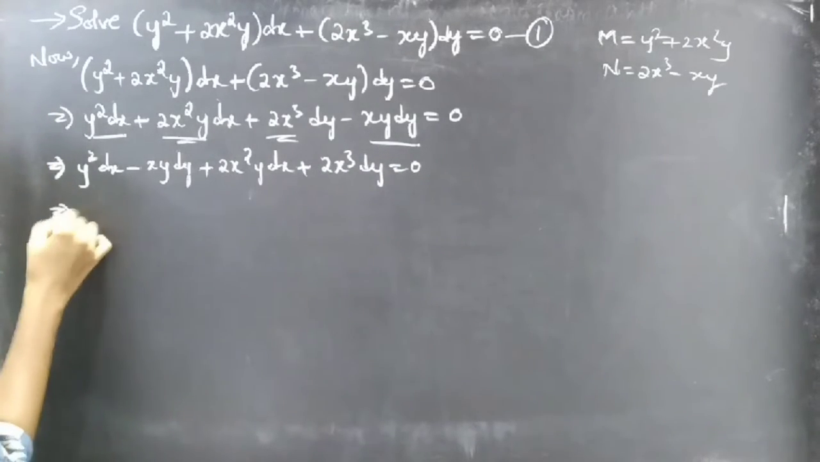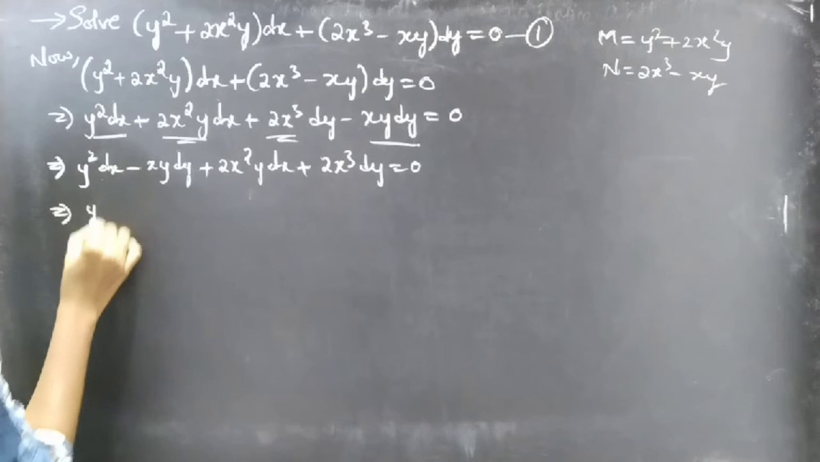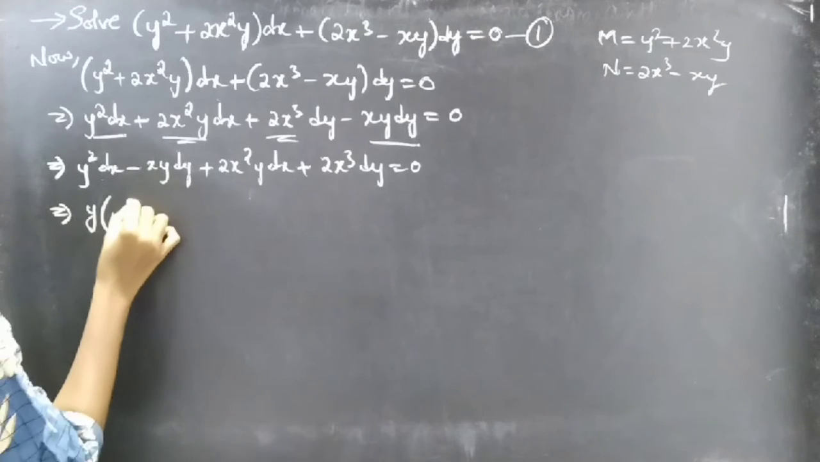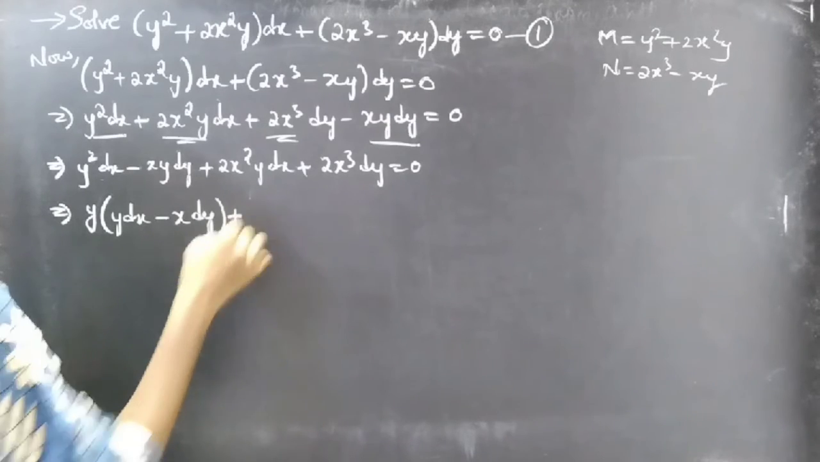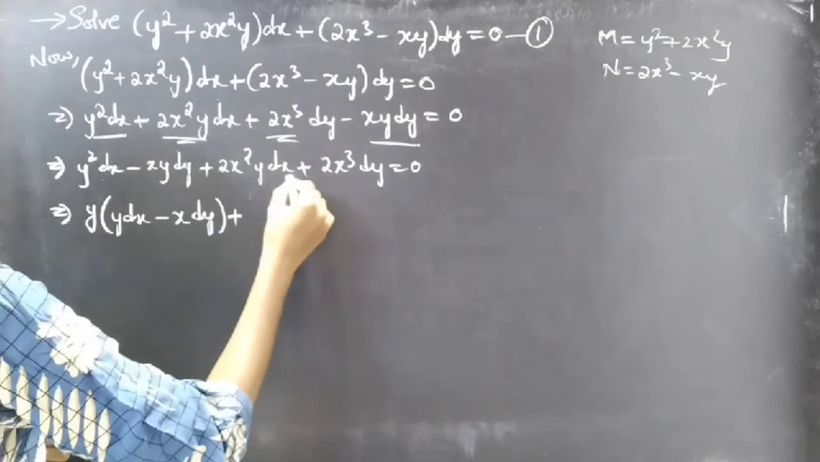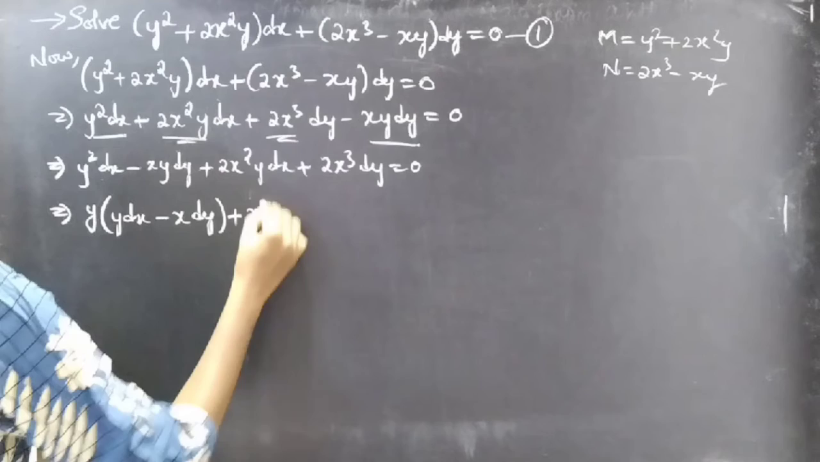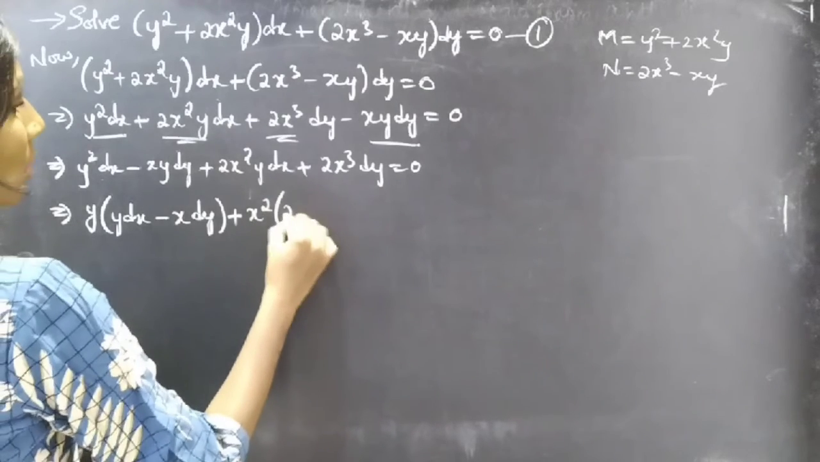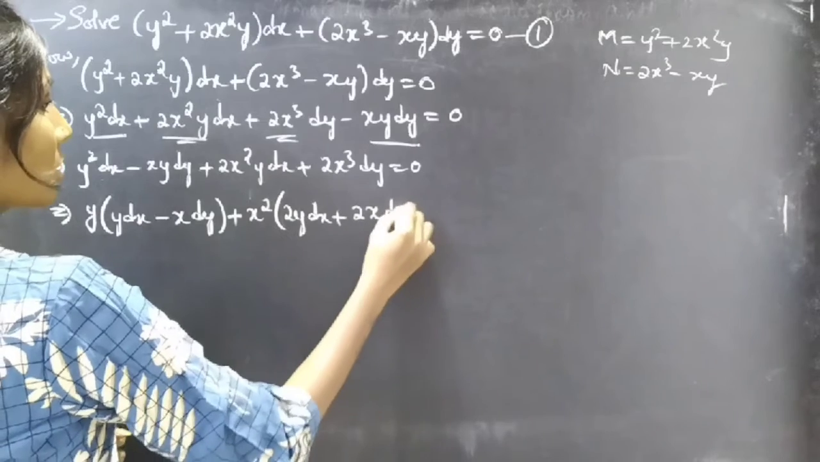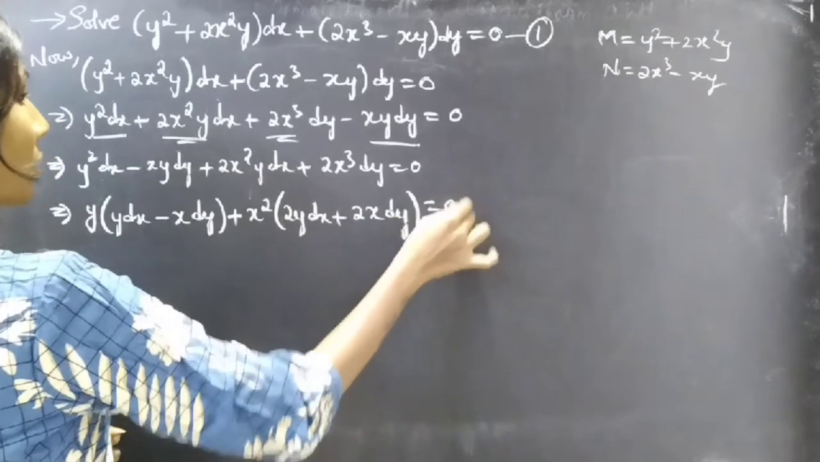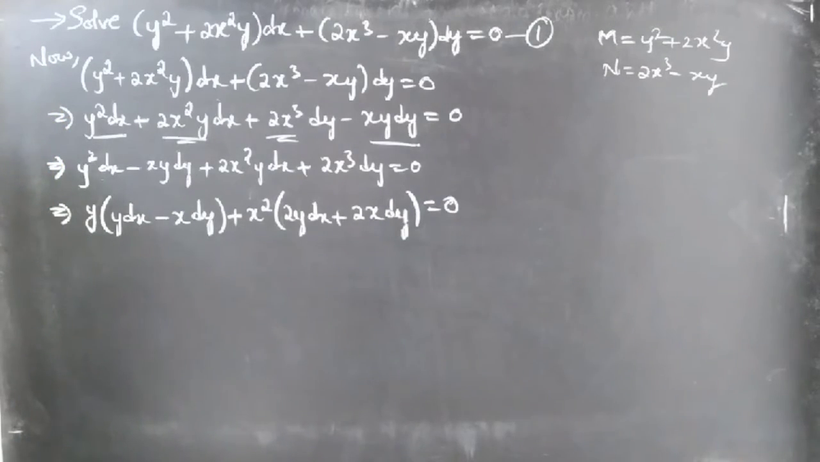Now I'll take y common from the first two terms, so I'll get y times (y dx − x dy), plus, taking x² common from the next two terms, x² times (2y dx + 2x dy) equal to 0.